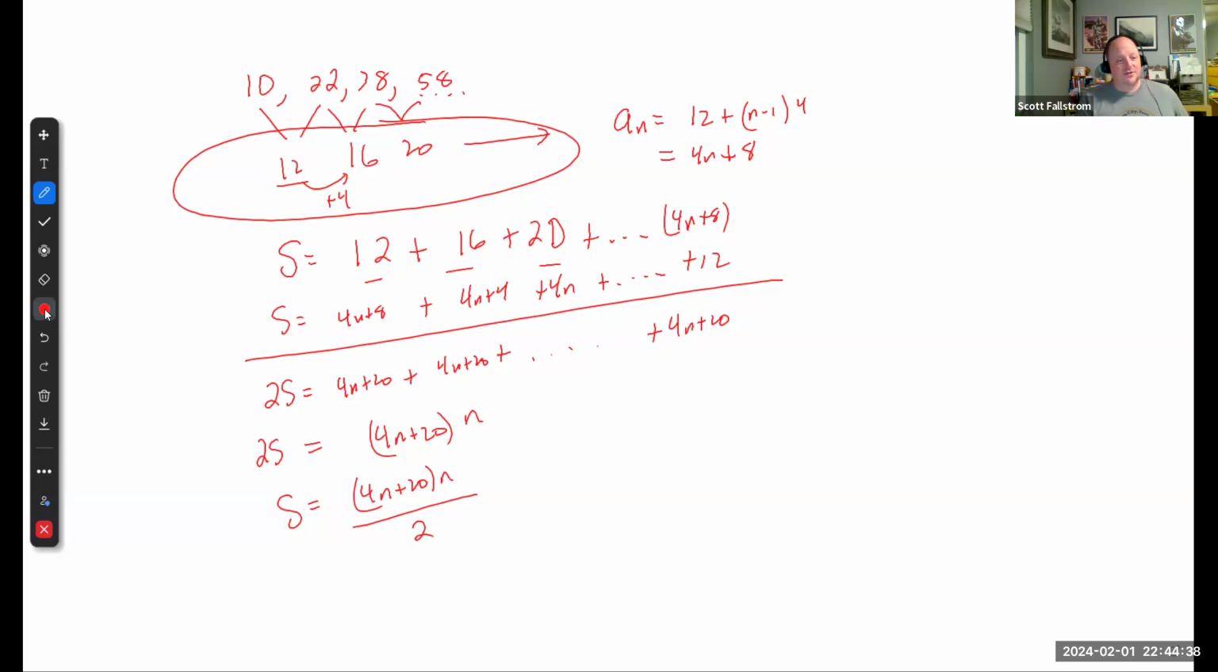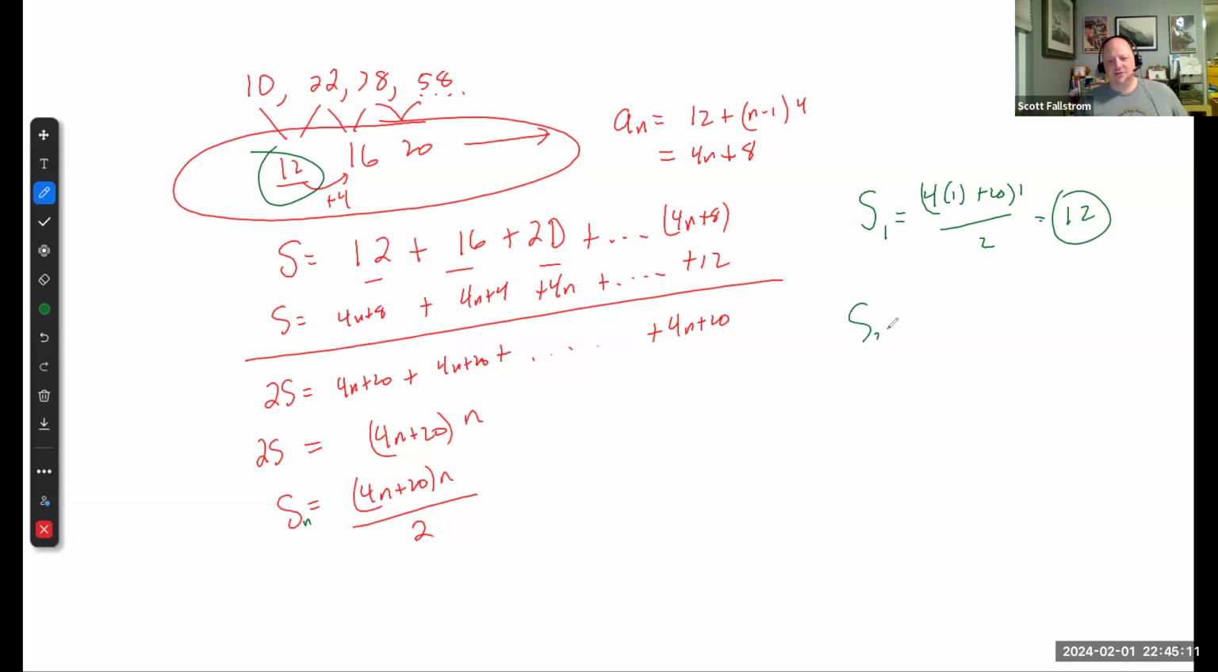Let's take a look at a few terms so you can kind of see the connection between why did he do that when that's not the sequence he really wanted. Okay, well, let's take a look. So if I give you this and I say, okay, let's find S, this is really S for any value of n. So S of 1, the sum of the first 1 term, would be 4 times 1 plus 20, whole thing times 1 divided by 2. What is that? 20 plus 4 is 24, divided by 2 is 12. Okay, so there's the 12, right?